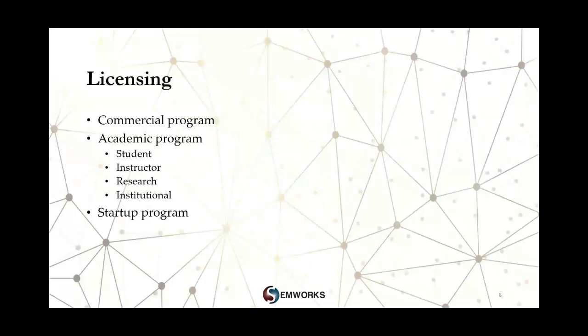Let's take a look at the licensing structure offered by EMWorks. We offer 3 different programs: commercial, academic, and startup. Each program has its own benefits and requirements. Within the commercial program, we offer perpetual licenses, while in the other 2 programs, academic and startup, our licensing structure is usually annual based.